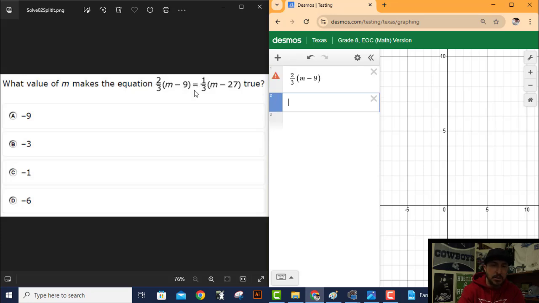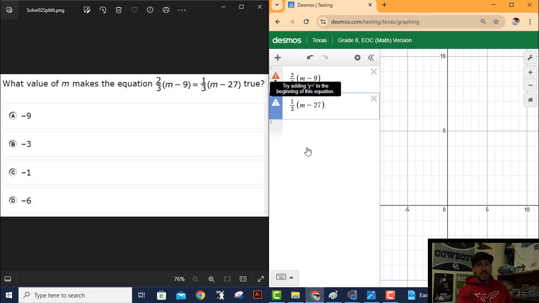When the equal sign comes here, you just hit enter and go to the next line. You got 1 over 3, parentheses, m minus 27. All I did was type it in the way it looked. Hey, there's a triangle error right here. What does this say? Try adding y to the beginning. Hey, that's an error we know how to fix. Good, y equals. It's a y equals error, by the way. You don't read the whole thing. You just look for the guy in parentheses, or in quotes.